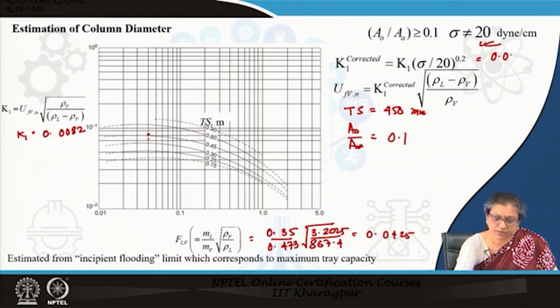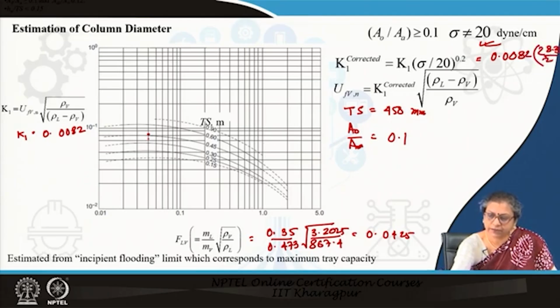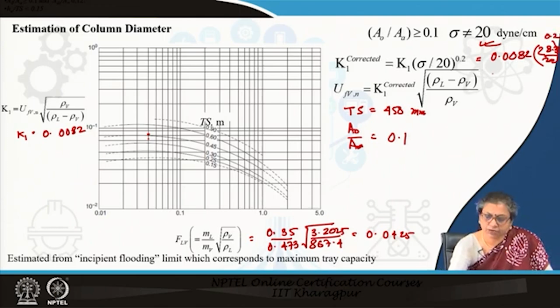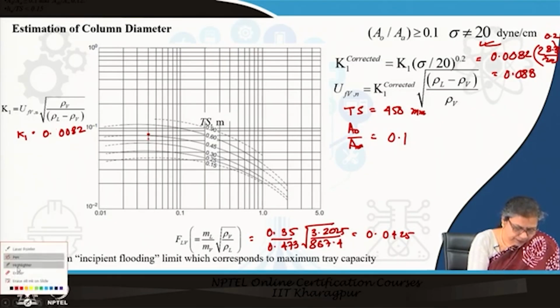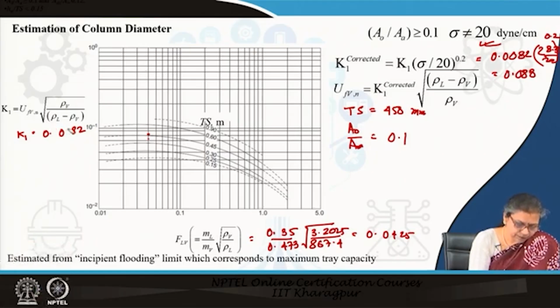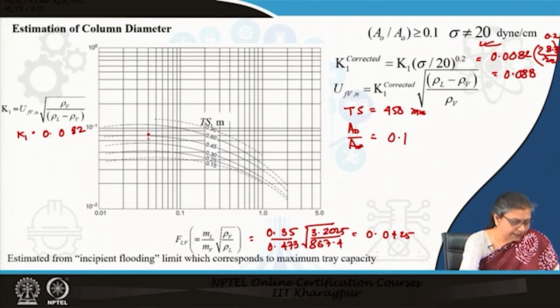So, once we have found K1, from there we can find K1 corrected. This is simply 0.0082 into 28.25 by 20 to the power 0.2, right. So, this gives you roughly about 0.088. I have put an additional 0 here, I will just make the correction. Yes, so we get the K1 corrected as 0.088, right.